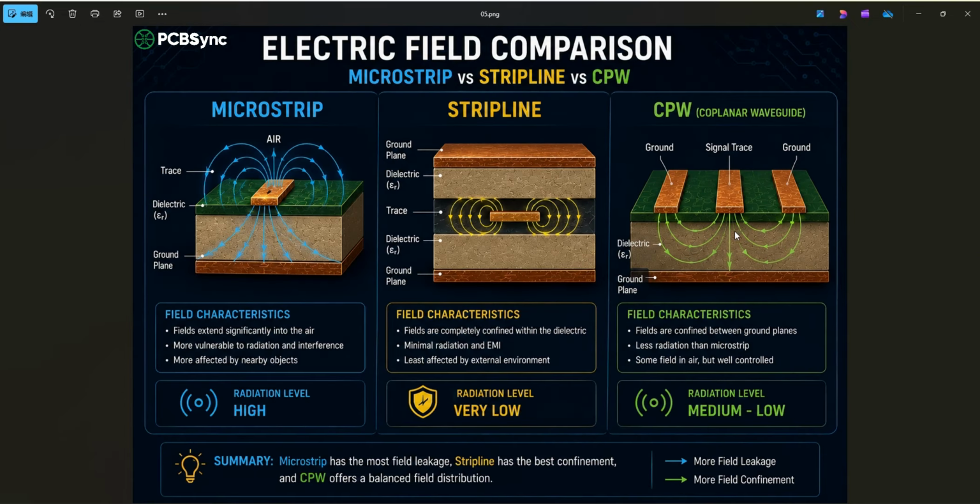Now, let's take a look at how the electric field distribution compares. If you just look at the electric field distribution, the answer is actually pretty obvious. Microstrip lines are the most exposed because part of them is in the air. Stripline electric fields are the most confined, since they're restricted inside the PCB by the complete planes above and below.